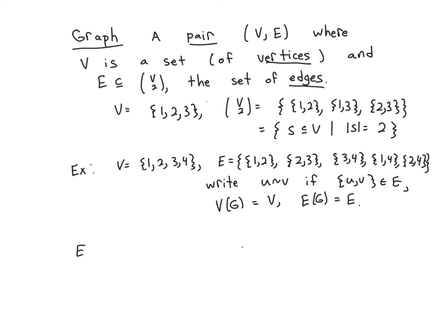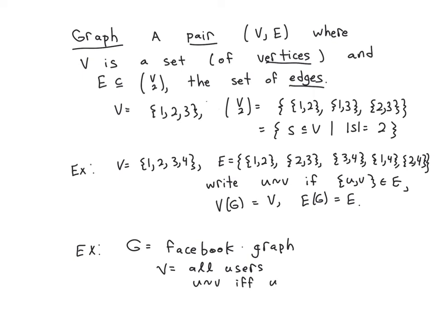Another example that's quite common is G is the Facebook graph. And in that case, V would be all Facebook users. And u is adjacent to v if and only if u and v are friends.